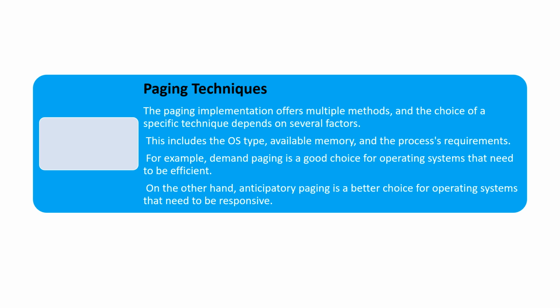Paging implementation offers multiple methods, and the choice of specific technique depends on several factors like the OS type, available memory, and the process requirements. For example, demand paging is a good choice for OS that need to be efficient. On the other hand, anticipatory paging is a better choice for OS that need to be responsive. So now we can see the various techniques in paging.